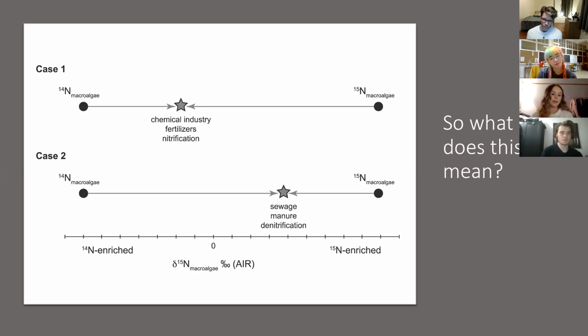So for example, for case 1, if it was the chemical industry, fertilizers or nitrification, it should tend towards negative to 0. And for case 2, if it was sewage, manure or denitrification, which is just another process, it should be a little bit more positive. And so we set out to do this.